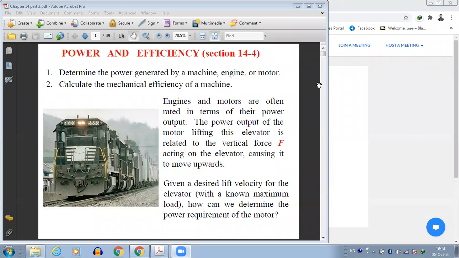We were studying chapter number 14, and this chapter is about the kinetics of particles by using the work energy principle. We studied the conservation of energy principle in our last lecture, and now let's continue with the rest of the chapter. Let's start with the next topic, which is about power and efficiency.